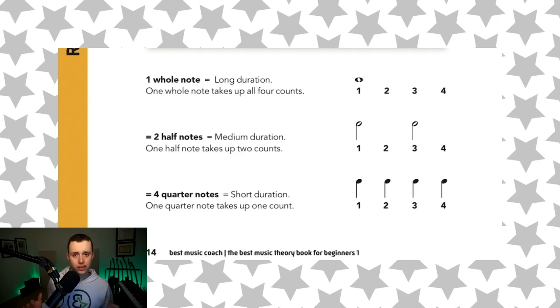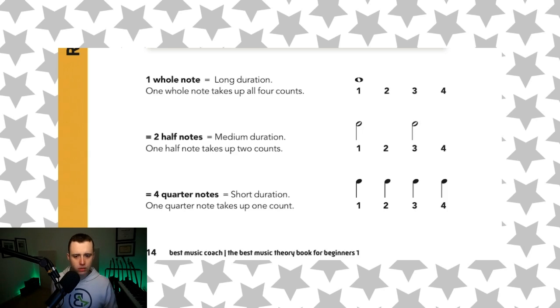So each one of these 3 types of notes has a specific name. We're not just going to call them open note head and stem note and closed note head and stem note. We're going to give them actual names. So when we just have an open note head, no stem, we're going to call this a whole note. And a whole note is a very long duration. It takes up 4 counts. Well, what are counts, you say? Well, we'll get there. It takes up 4 counts.